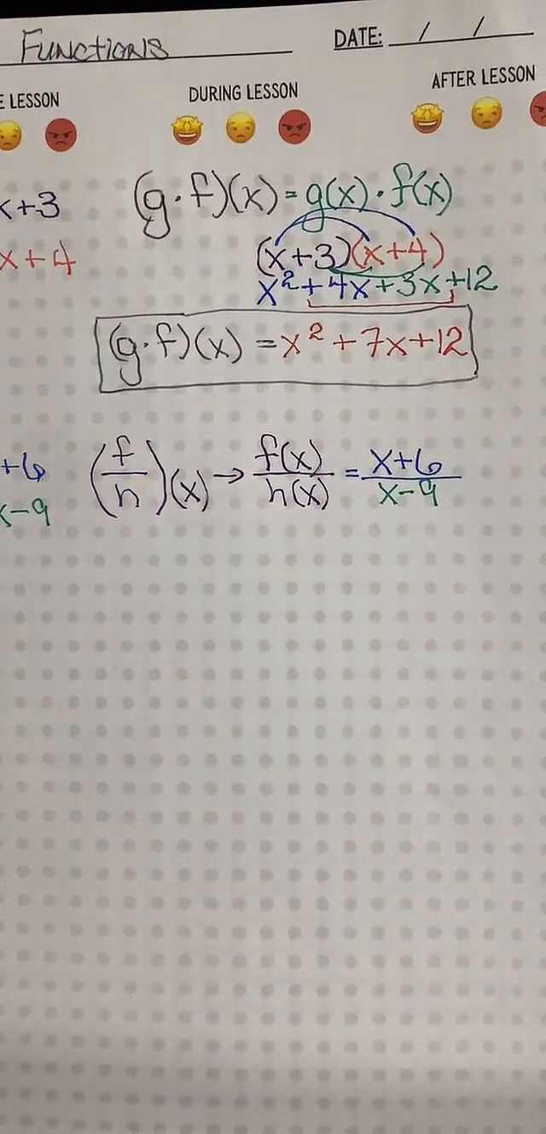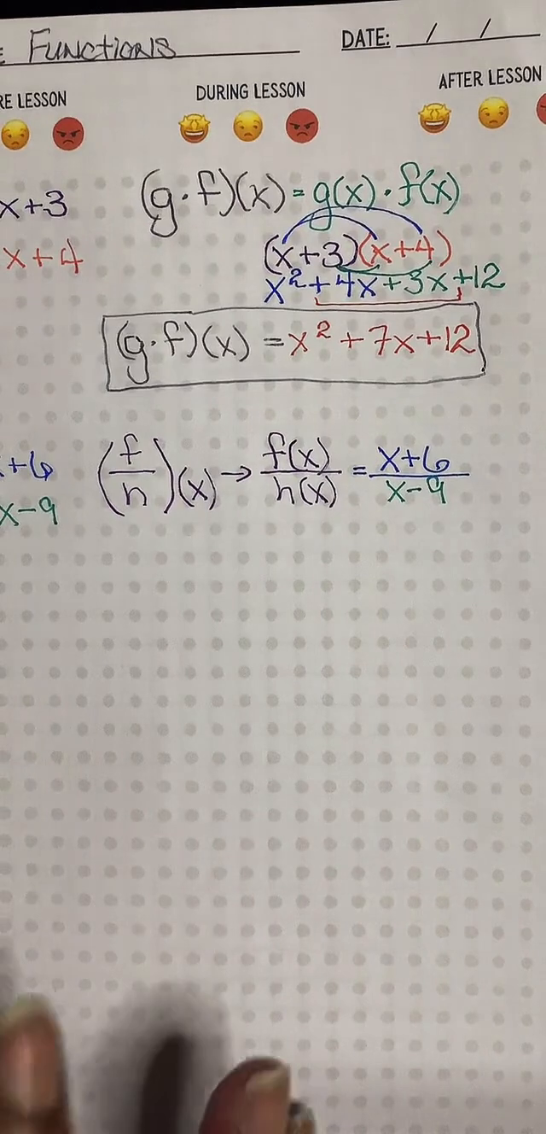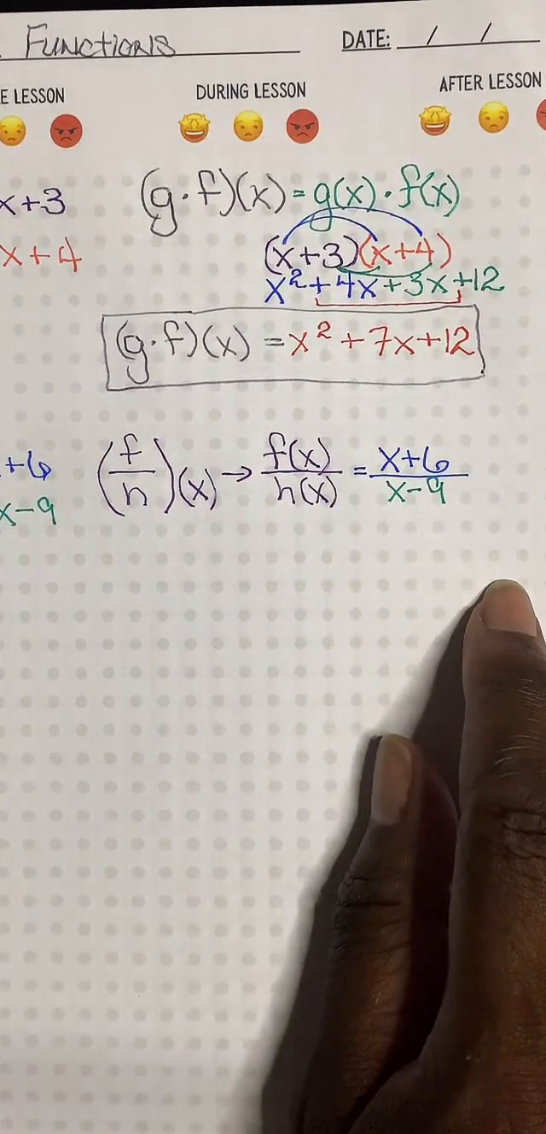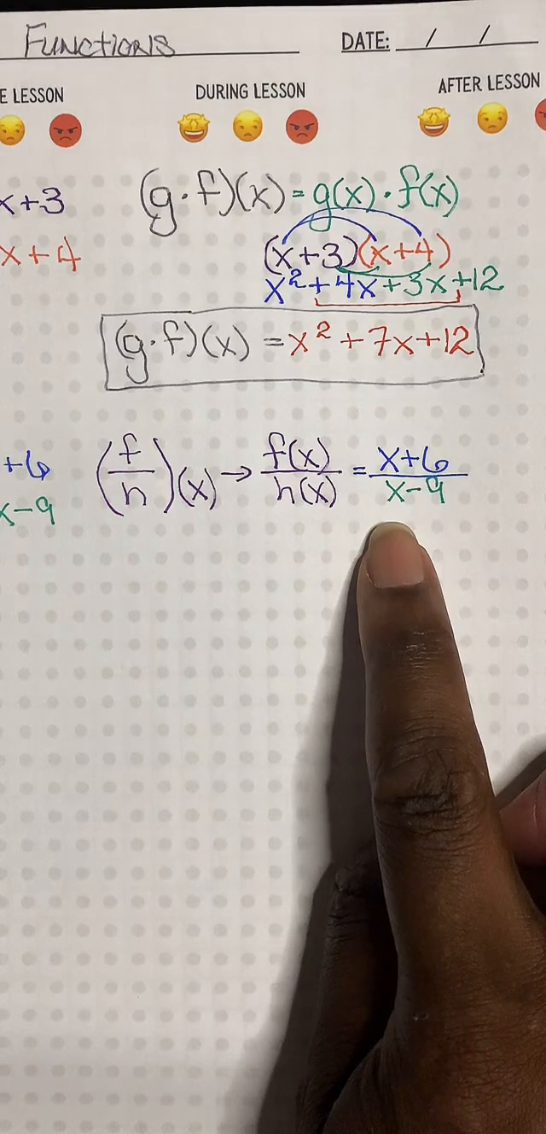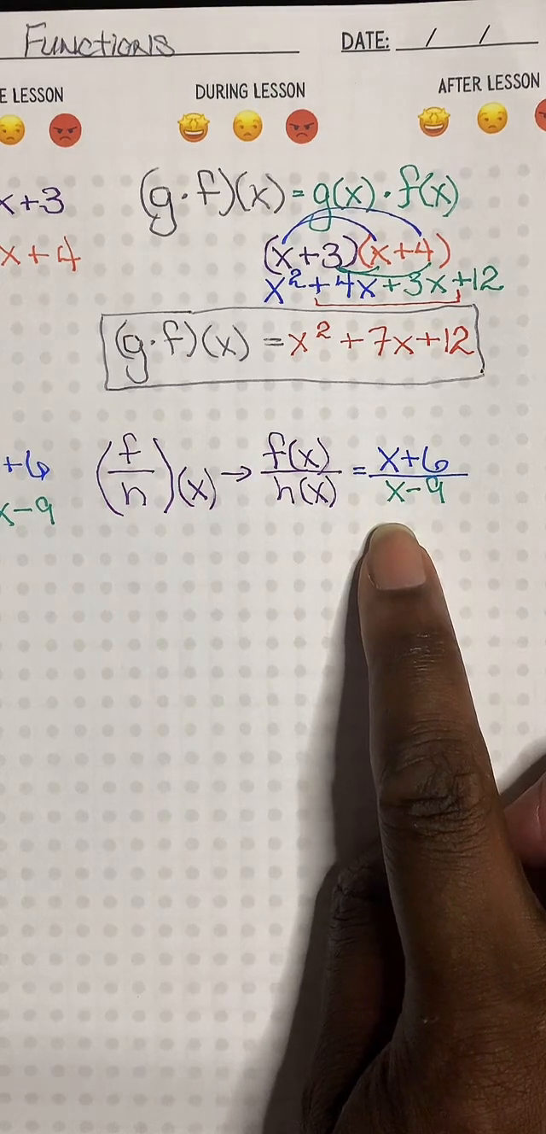So let me ask you a question, because this always happens. Can I cancel out the x's? Put it in the chat. Can I cancel out the x's?